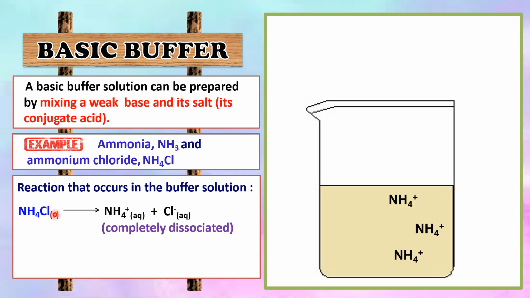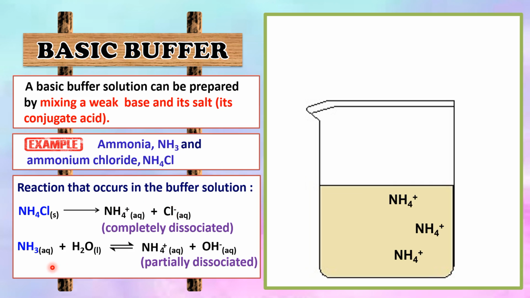The first reaction is dissociation of salt, that is the ammonium chloride. Ammonium chloride exists as a solid, and it will 100%, or completely, dissociate into ammonium ion and chloride ion. So this reaction is an irreversible reaction and you have to use the forward arrow. This means that at the end of the reaction, there is no more salt in the buffer solution, because it is 100% dissociated into ammonium ion and chloride ion.